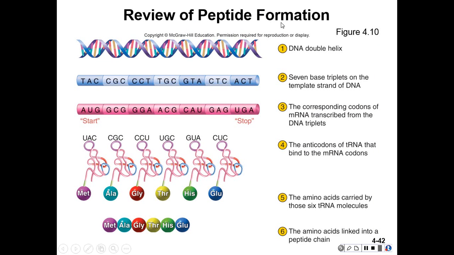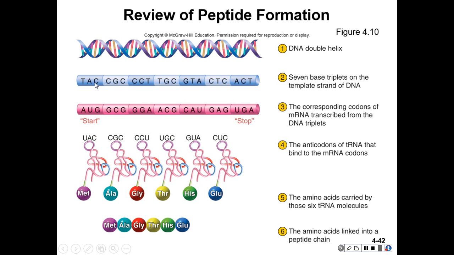All right, so review of our peptide formation. What do we have? We start with our double helix, correct? Good, we start with our double helix, which is within the nucleus of the cell. The second one is our 7 base triplets on the template strand of the DNA. So we just have 7 of them.